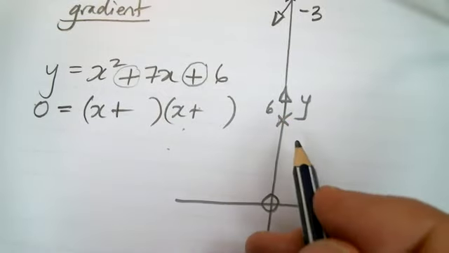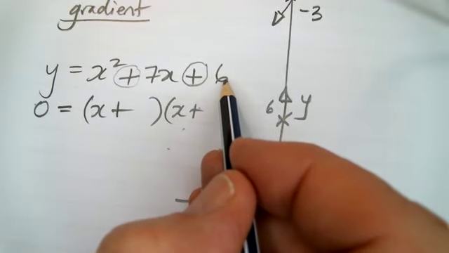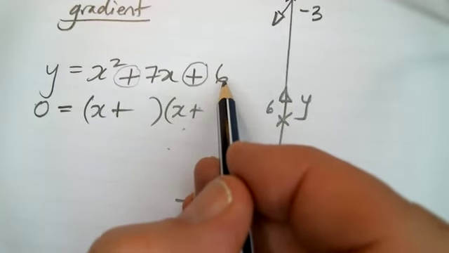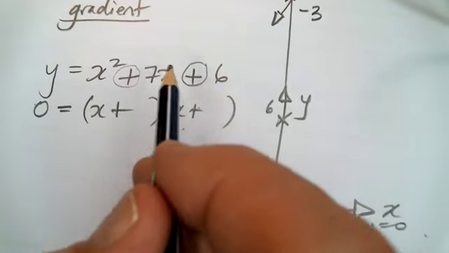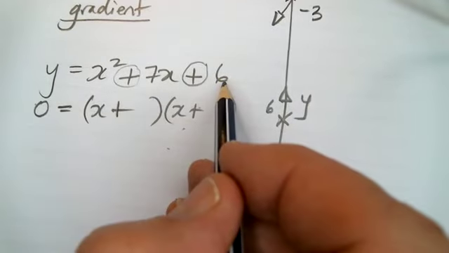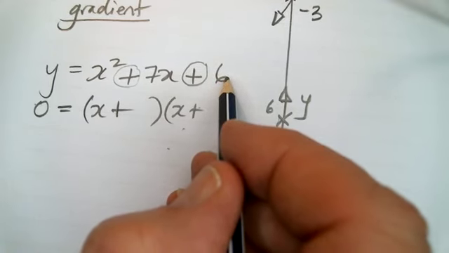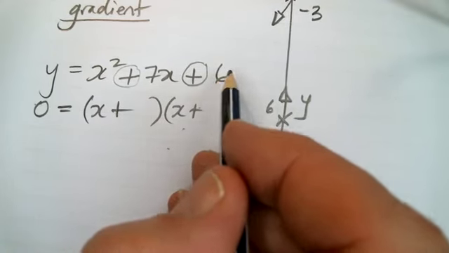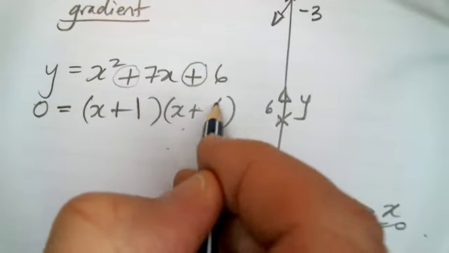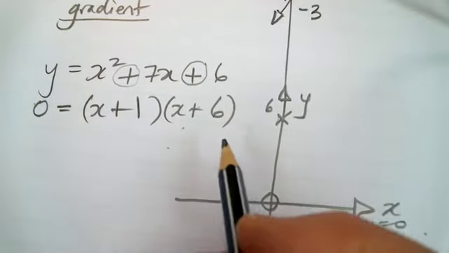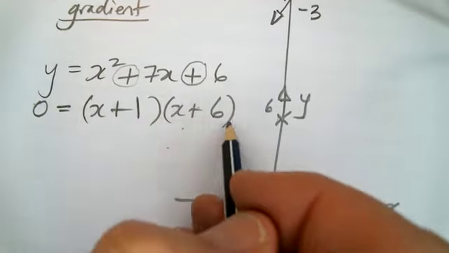Now, I need things that multiply together to give 6 and add or subtract to give 7. So multiplying to give 6, we've got 1 and 6, and 2 and 3. Well, only 1 and 6 are able to produce a 7, because 1 times 6 is 6, but 1 plus 6 is 7.